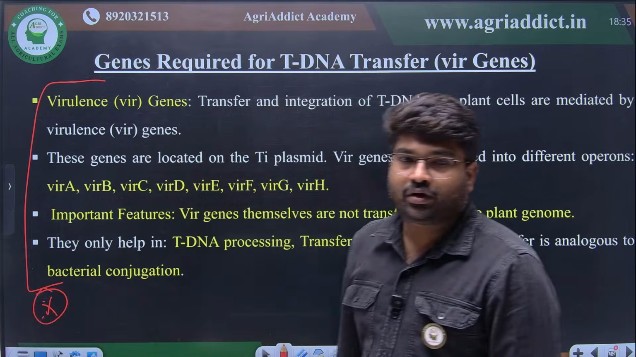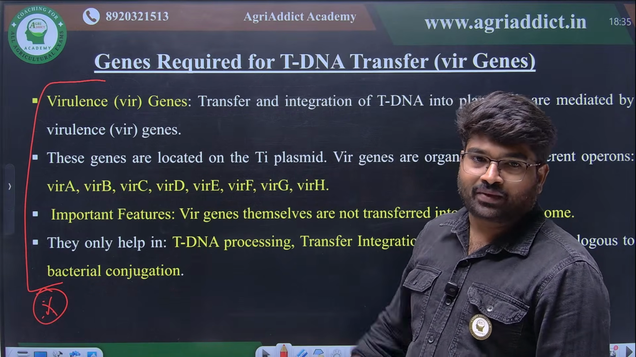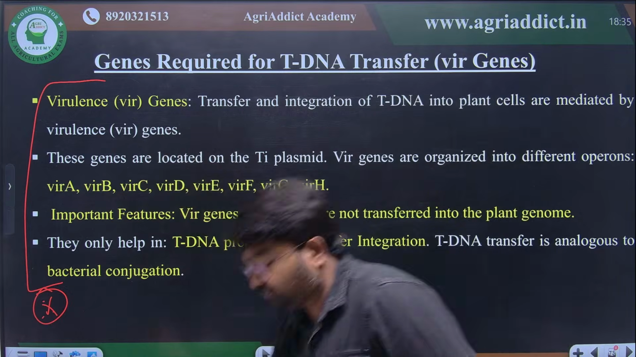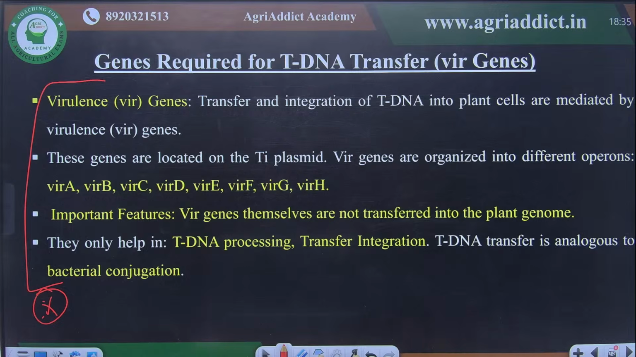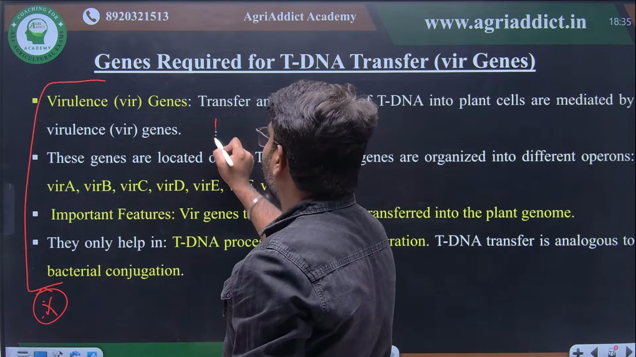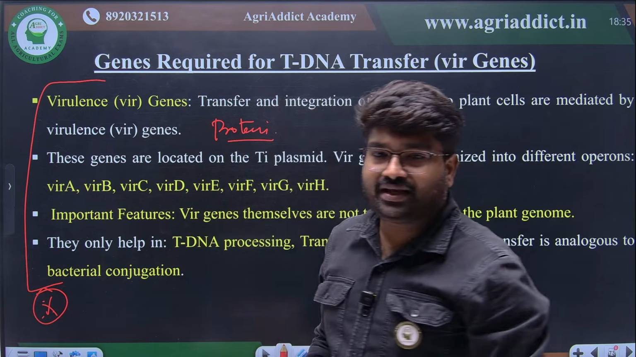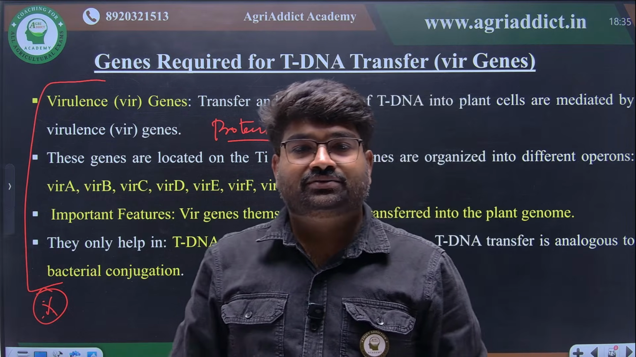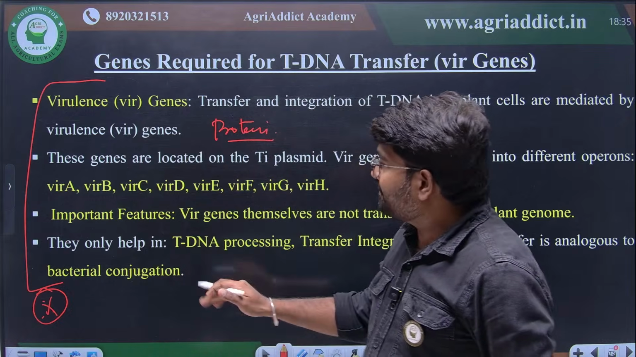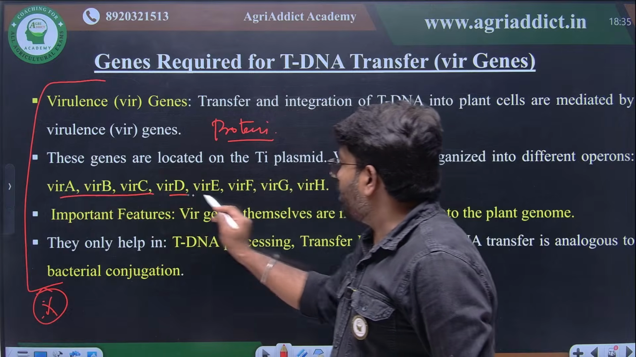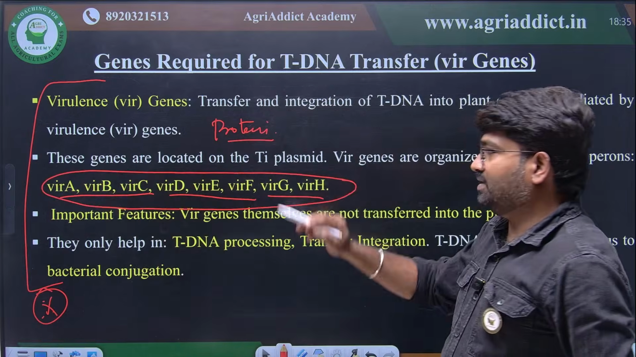What are the different Vir genes and what is their function? If you see, these Vir genes will encode proteins. This protein will assist in integrating the tDNA in the plant genome. If you see here, there are 8 different Vir operons.